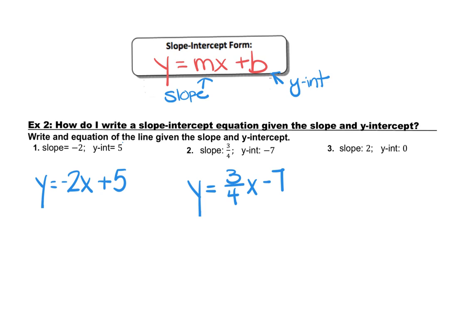And then question number 3, we've got y is equal to, well, we've got a slope of 2, so that's the number that's going to go with the variable. So I've got 2x. And we have a y-intercept of 0. Now you could certainly write +0, but you're not normally going to see it that way. It's not going to be marked wrong if you do that, but the better way to write this one would just be y is equal to 2x.